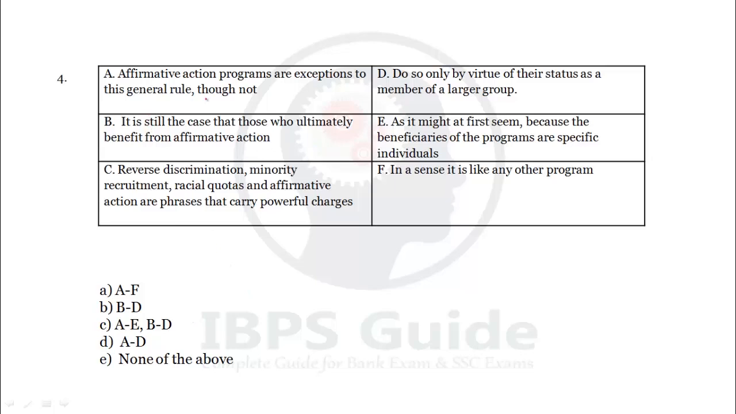AE, affirmative action programs are exceptions to this general rule, though not, as it might at first seem, because the beneficiaries of the program are specific individuals. Guys, I hope it is clear to you. Affirmative action programs are exceptions to this general rule, though not as it might at first seem, because the beneficiaries of the programs are specific individuals. So AE is applicable as well as BD is also applicable. So our answer will be C, AE and BD.